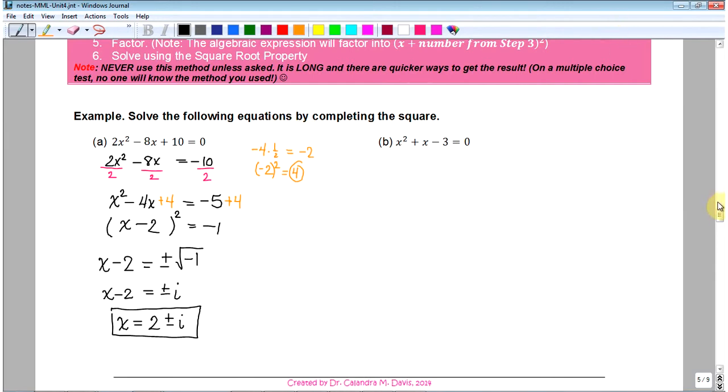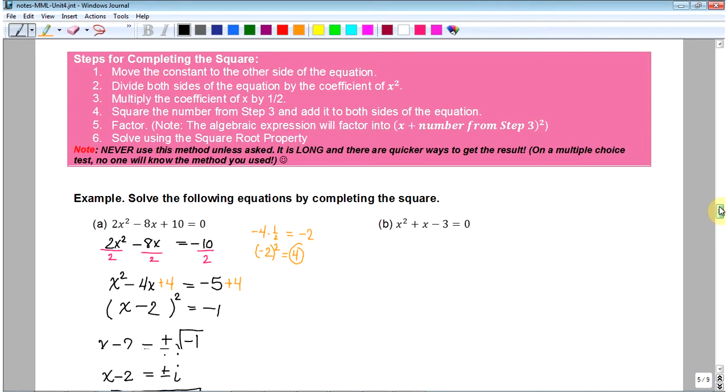In our next example, again, we're going to solve this and give you practice with completing the square. My first step is to move the constant to the other side of the equation. So we have x squared plus x is equal to negative 3. Actually, we're adding 3 to both sides, so it's equal to a positive 3. Step 2, divide both sides of the equation by the coefficient of x squared. There is no coefficient, it's just 1, so we don't need to do anything with step 2.